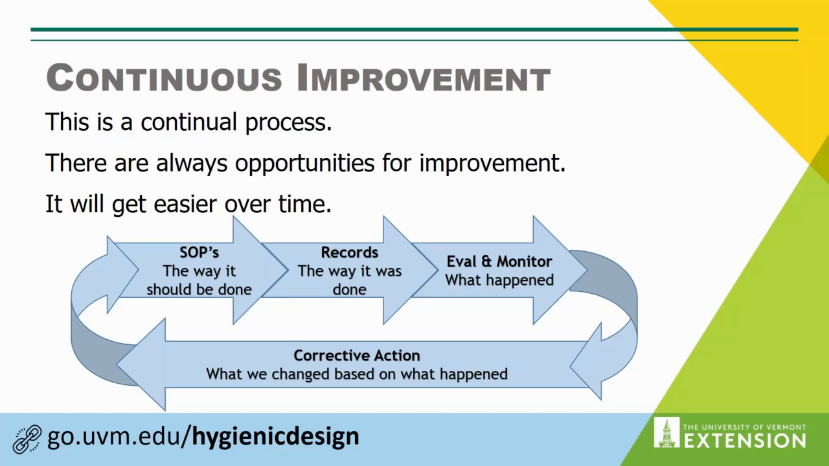Come up with a corrective action based on your review. Make sure it's incorporated into your standard operating procedures. Keep records about how it's going. Evaluate and monitor. Maybe take a blank checklist out 6 months later or 3 months later and go through the process again and see if the change that you made made things easier for people.